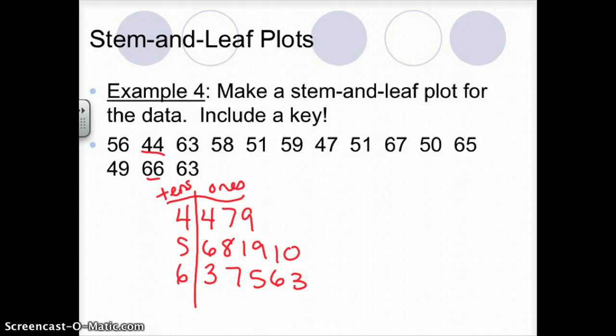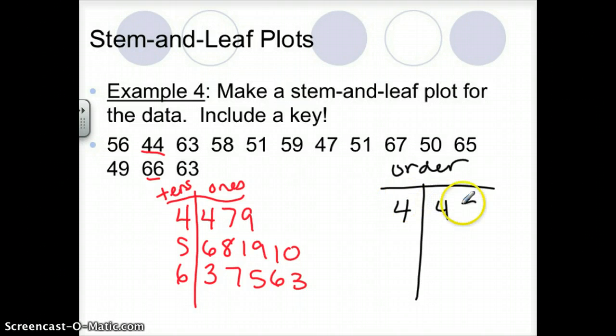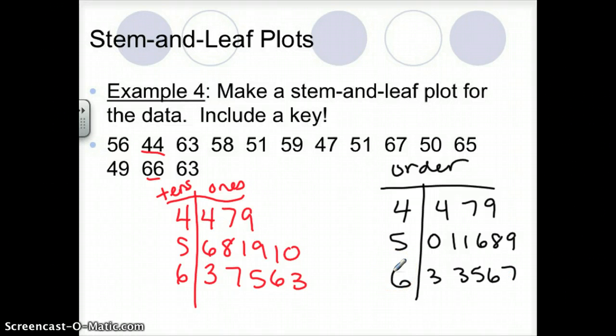Okay, and that's a good start, but they're not in order. And we always like our stem and leaf plots to be in order. So if I'm going to finalize this, the 4s look good, 4, 7, 9, that's least to greatest. The 5s, it looks like I need to start with a 0. A couple of 1s, 6, 8, 9. And then the 6s: 3, 3, 5, 6, 7. And this is a good stem and leaf plot now. And a good key might just be to say 6 | 3 means 63. Because sometimes you could have it mean 6.3 or something else like that.